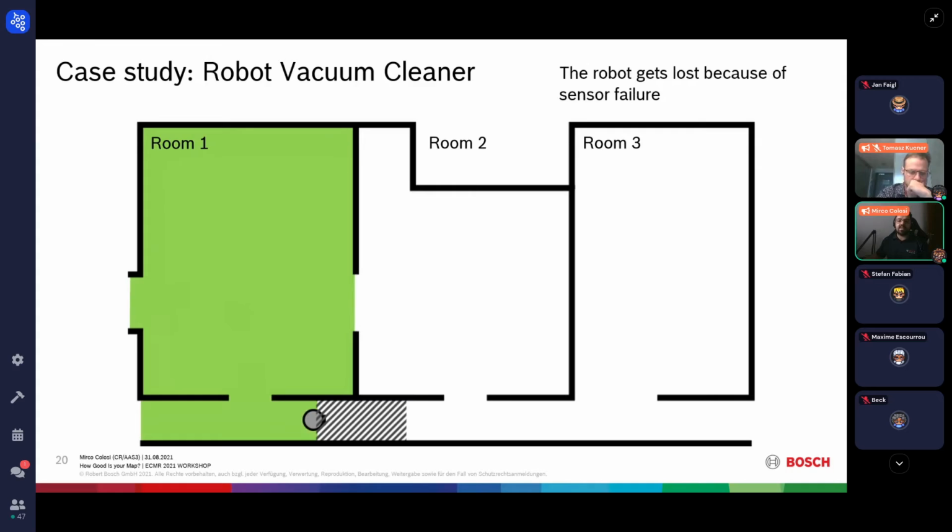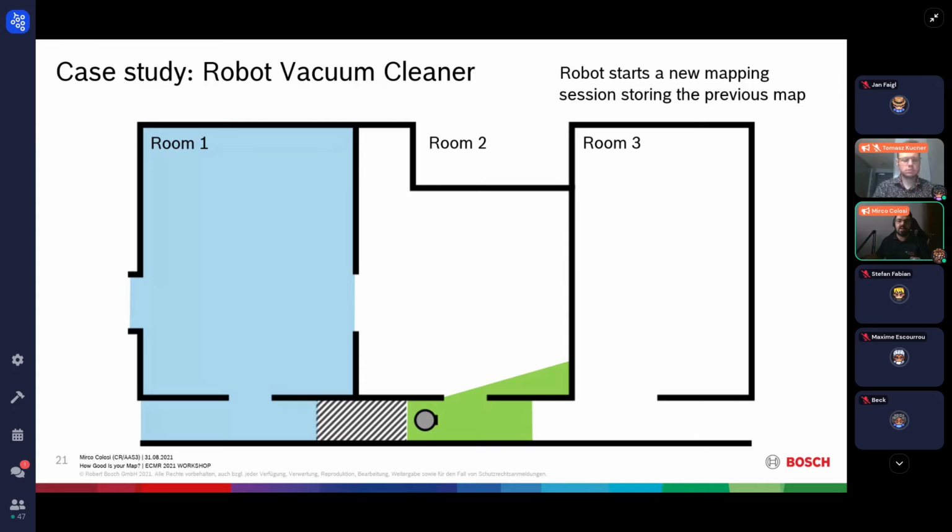At a certain point, it can happen that due to some kind of sensor failure, the robot gets lost, and in the meanwhile, the motion controller goes a little bit toward the corridor. As soon as it is able to map again, the robot starts a new mapping session, storing the previous one, and in the meanwhile, it also tries to relocalize in the stored map, checking for already known places, and it continues its trip, reaching the door of room 2.